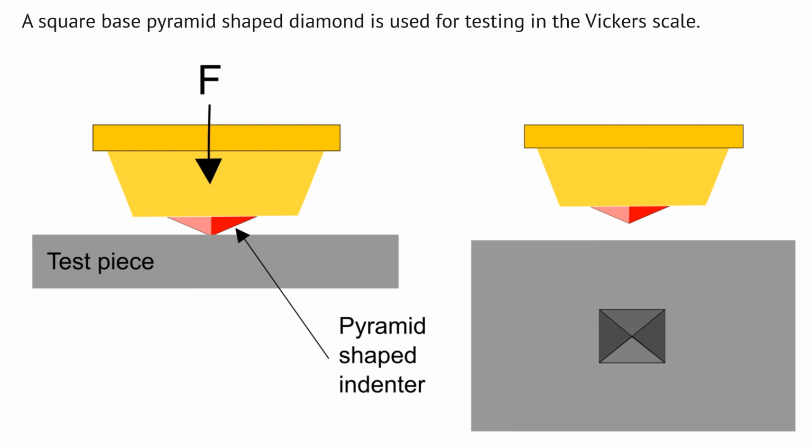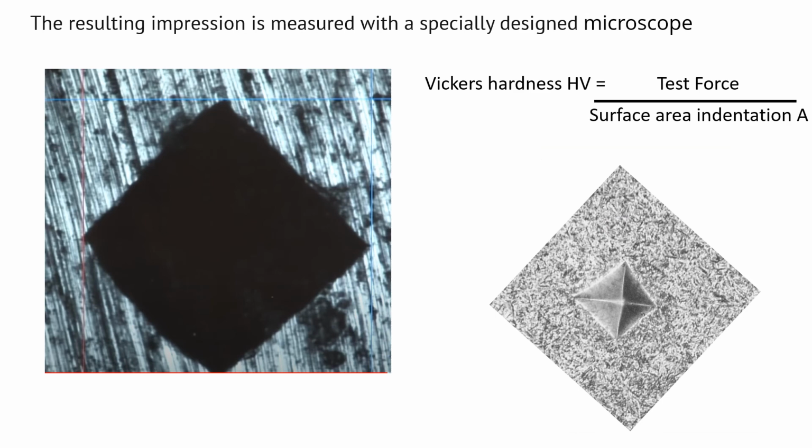The Vickers system utilizes a pyramid-shaped indenter. A certain pressure is applied, then the indenter is backed off, and the indentation is then optically measured. Once again, the hardness value is a ratio between the test force and the surface area created by the indentation.